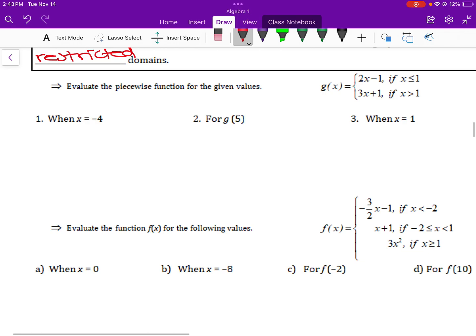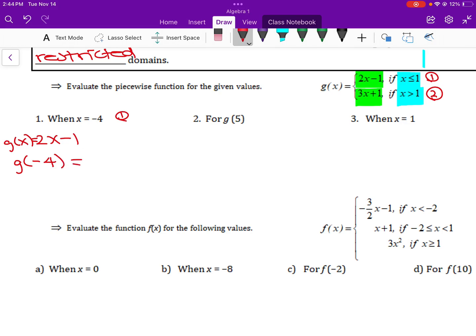To start out, before we end up graphing, we're going to be evaluating. Each piece has function rules compared to the restrictions. Think of this like category 1 or category 2. Number 1 asks us to evaluate when x equals -4. That falls into category 1, so I'm going to use the category 1 rule, which is 2x minus 1. Let's say g of x equals. So g at -4 is 2 times -4 minus 1, which is -8 minus 1, or -9. There's my outcome.